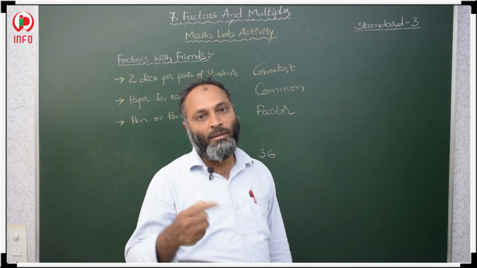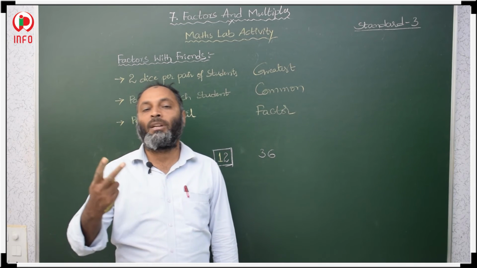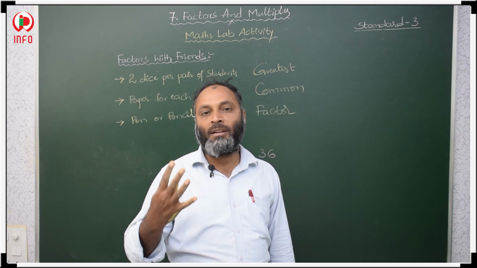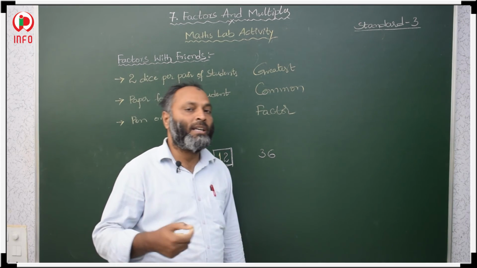The number of dots is the number written on the die. So if 2 dots are there, the number is 2. If there are 3 dots on the surface, the number is 3. If there are 5 dots on the surface, that means the number is 5. Like that, you think and write that number.